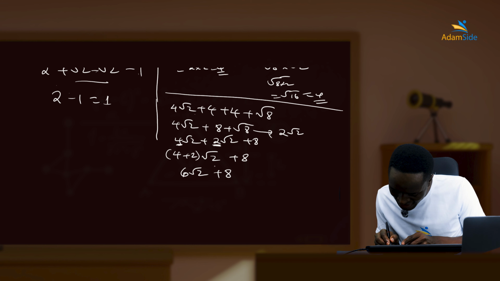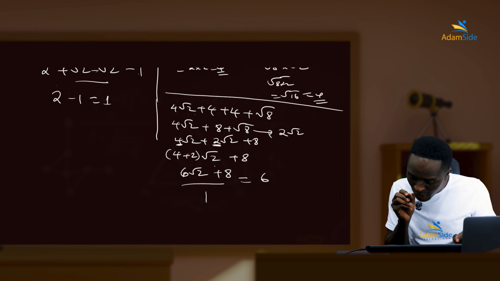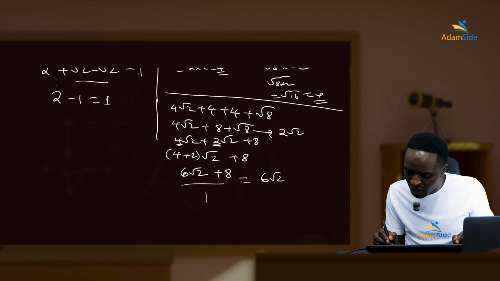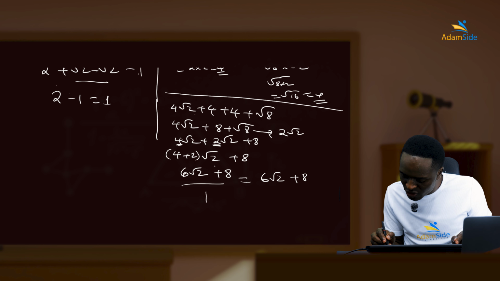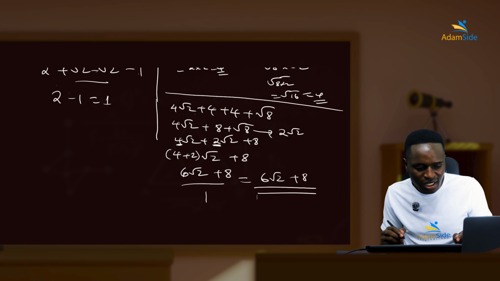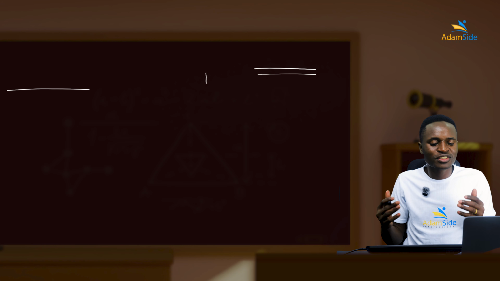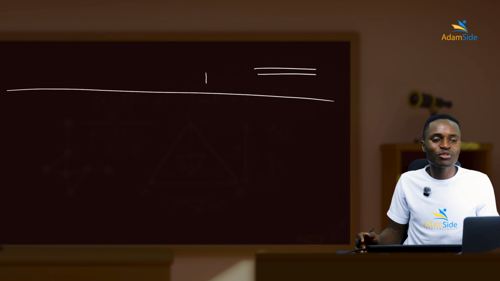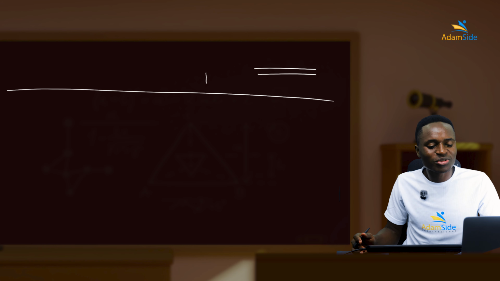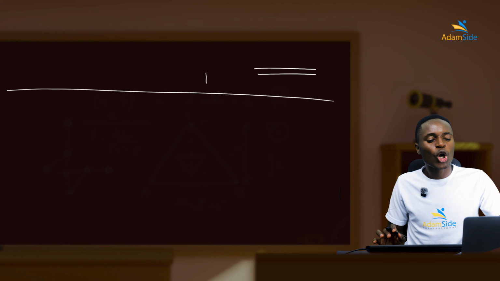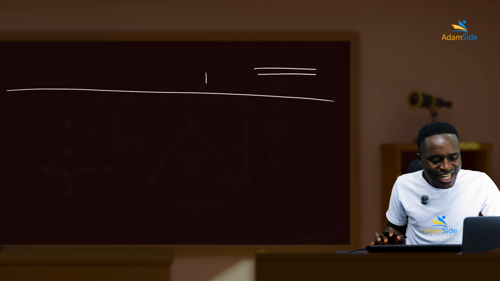It's now plus 8. You say 6 root 2 plus 8. But remember, when you simplify, it was over 1. So 6 root 2 plus 8 over 1 is the same as 6 root 2 plus 8, which is your answer. You keep it the same. Now this is how you solve questions that involve surds, how you're supposed to rationalize, and you get your answer correctly without struggling.